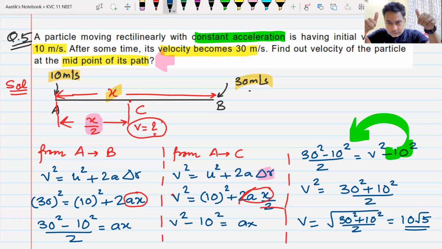Anyone got how I have done this? Anyone having any doubt, please raise. We understand this. I'll give you 1 minute to note it down, and then I will present the next question for you to solve.